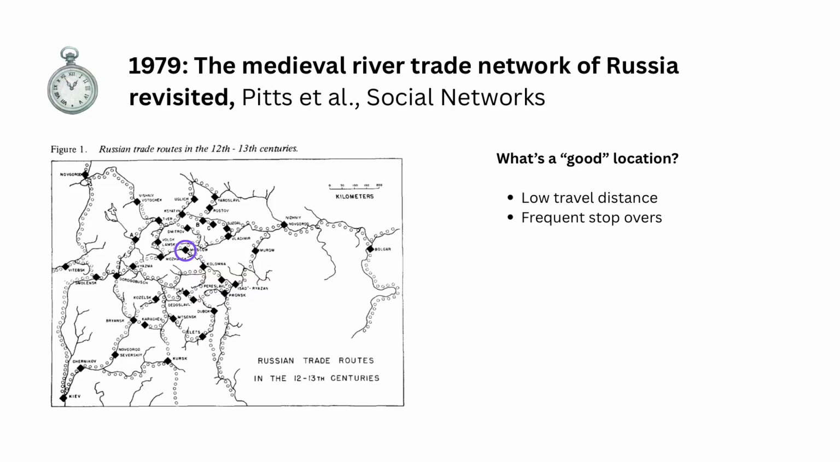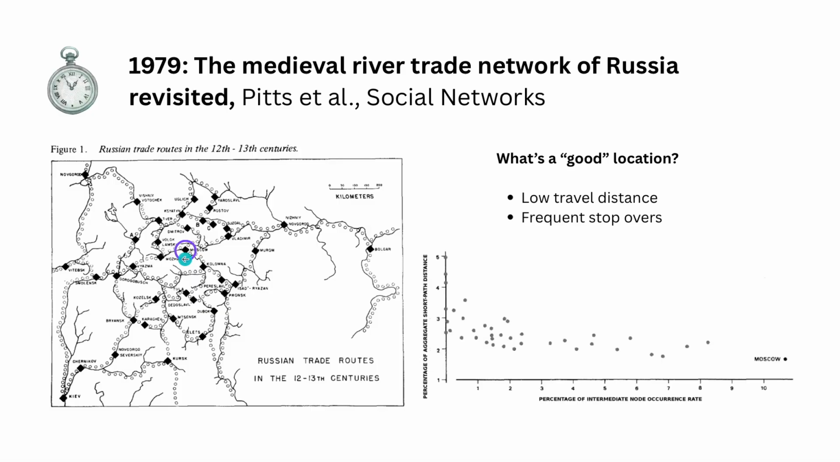Low travel distance, because if you have a shortest path to all the other cities, it means anyone can easily reach your city. And frequent stopovers. If people are going somewhere else and they're stopping at your city, it's also good for you, because they will buy things there, they might have some random side trades going on, and so on and so forth. And we just look at these two values in this particular graph.